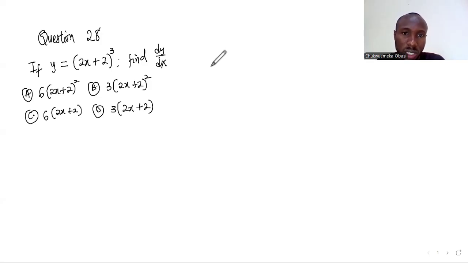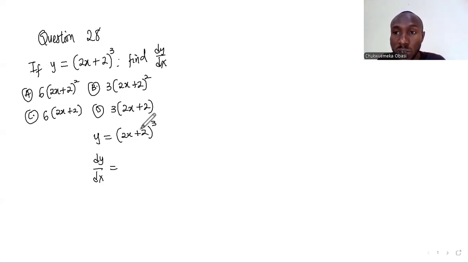We have question 28. We are given that y is equal to (2x + 2)^3, and we want to differentiate this function. Very clear, y is expressed in terms of x, so we are going to differentiate y with respect to x. But now, how do we differentiate this function? Is there a rule we need to apply? Yes, we are going to apply the chain rule because we have a power expression. Whenever you have this kind of power expression, all you need to do is to apply the chain rule.